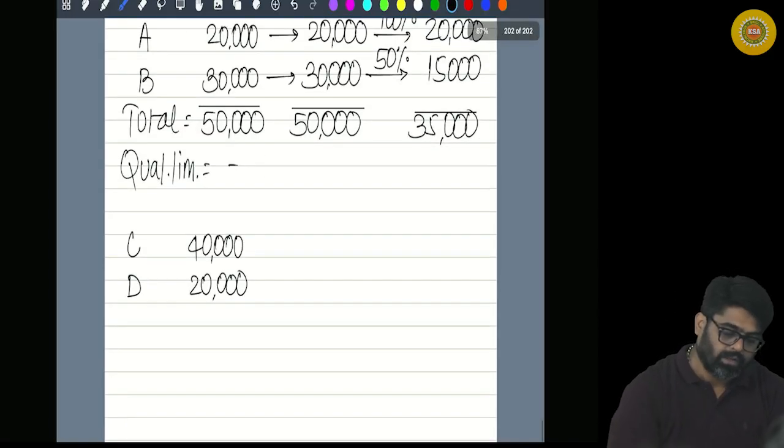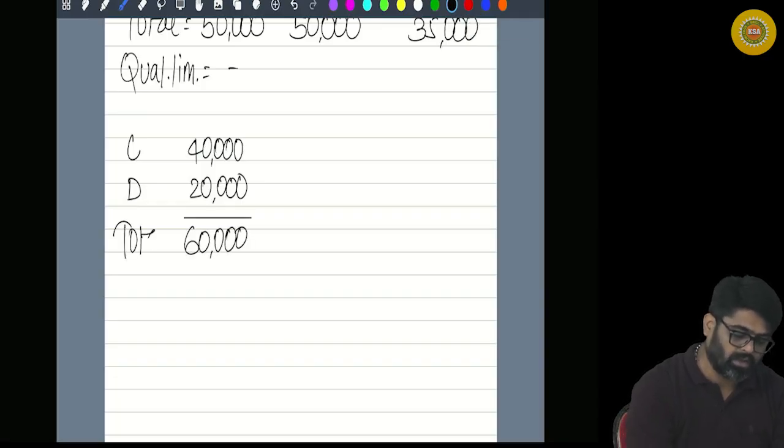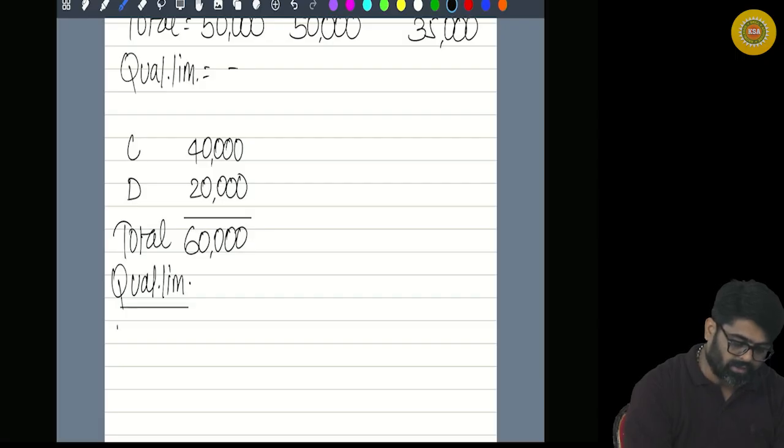Now tell me, category C and D, how much is the total? But there is a qualifying limit on this. What is the qualifying limit? The qualifying limit is 10% of adjusted total income.